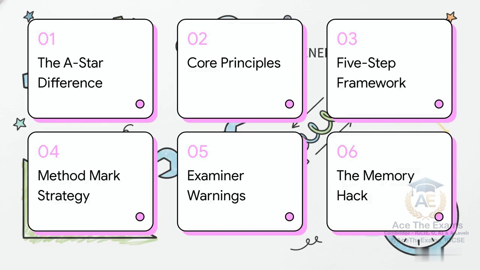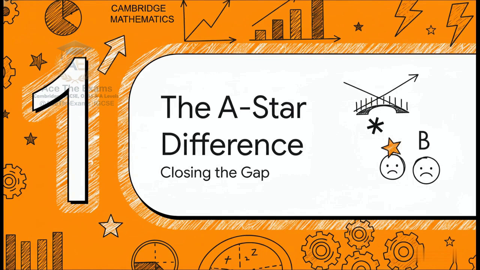Okay, let's look at the command matrix for today. 6 core modules. We'll start with the A-star difference, load up the core mathematical principles, build out our 5-step framework, unlock the method mark strategy, debug the system with the top 3 examiner warnings, and finally, install a memory hack for exam day. Let's run it. Starting with Section 1, the A-star difference.